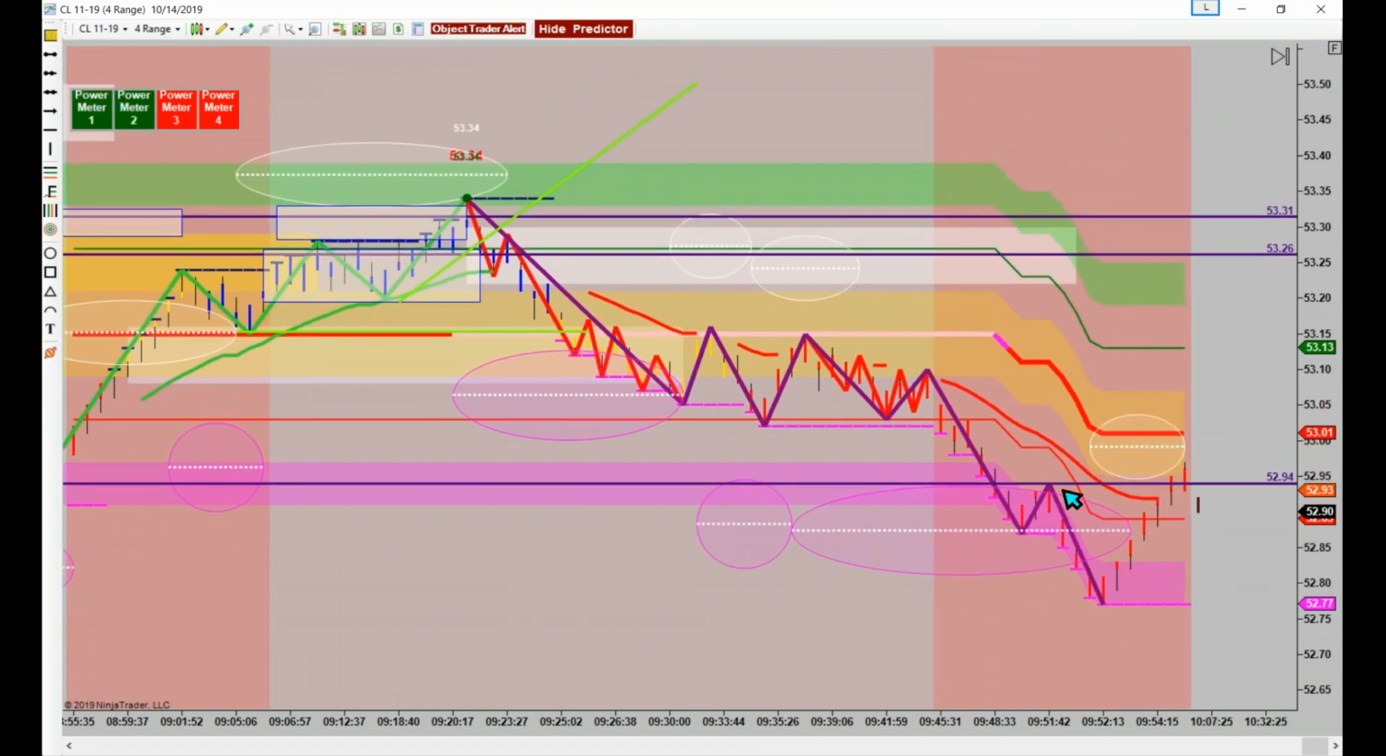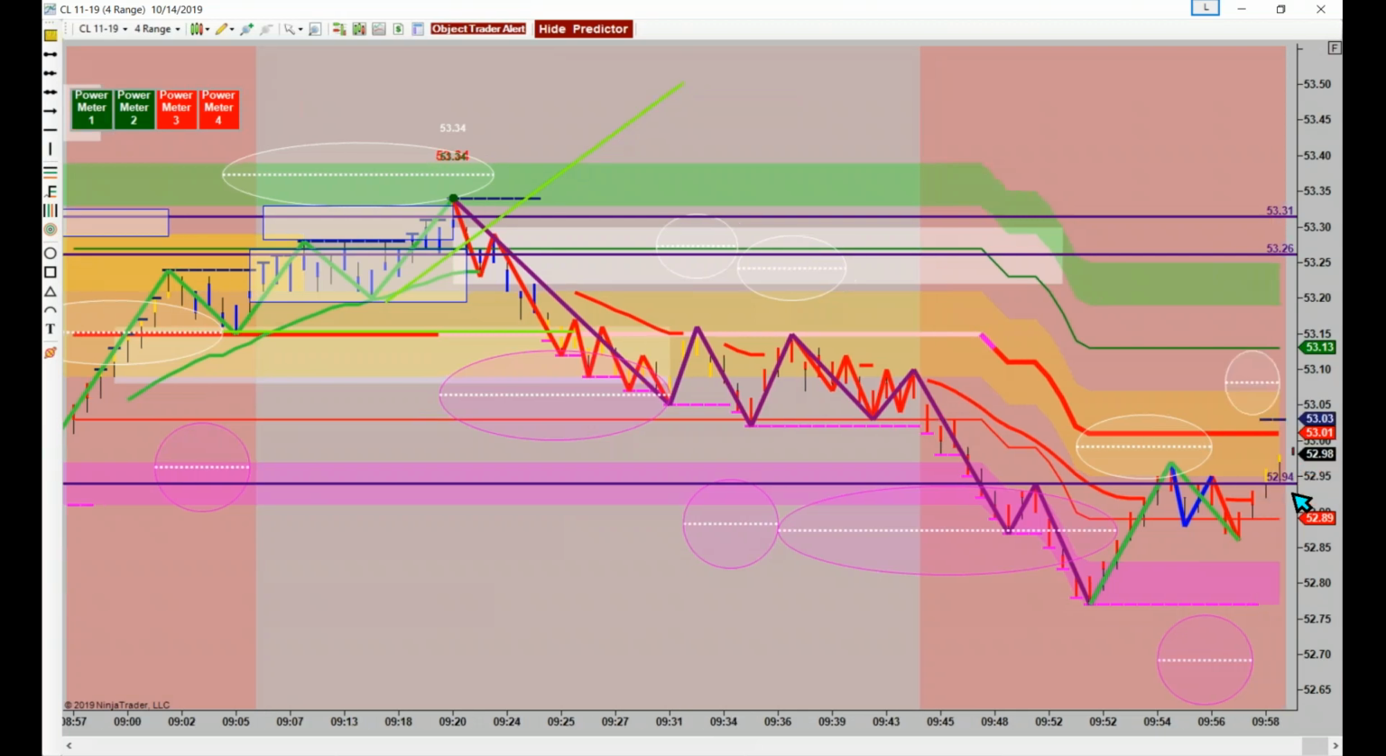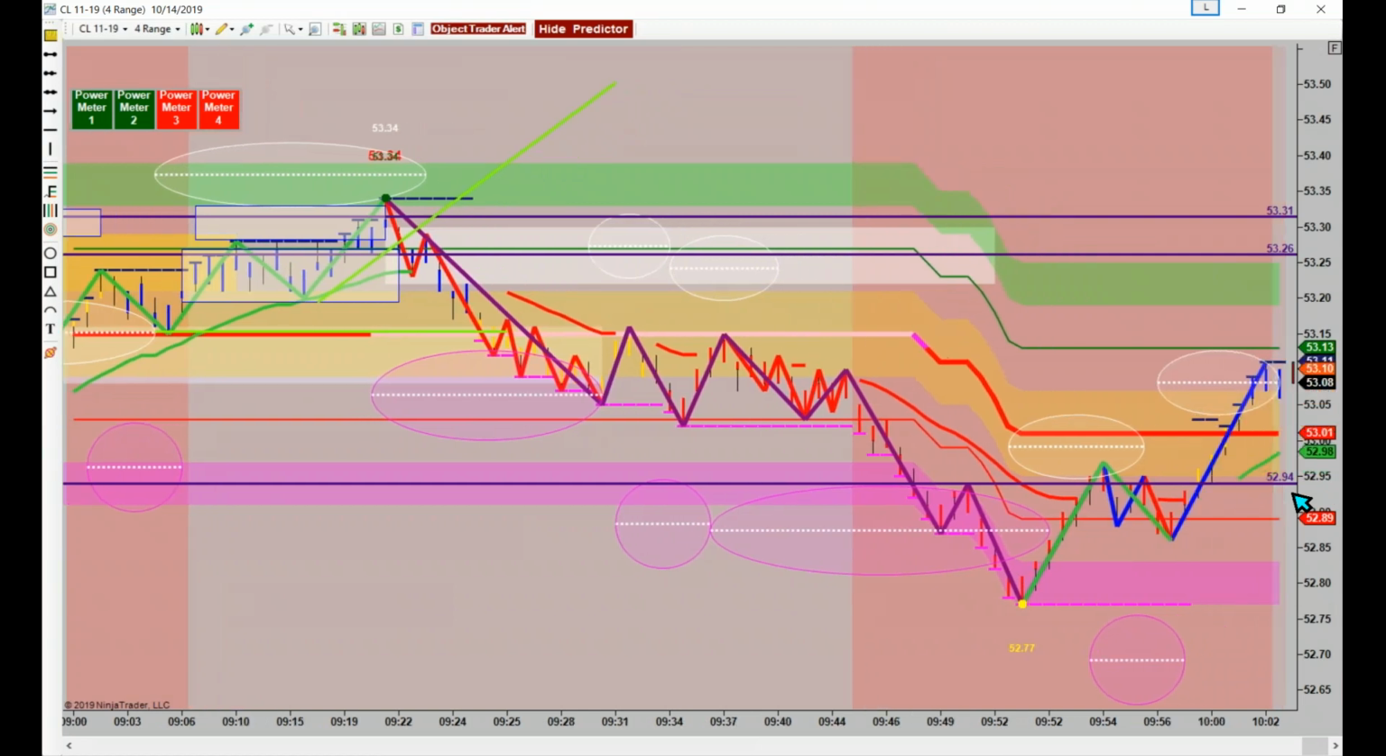Identified swing, out. Identified swing, out. Everybody see that? Now, I don't care if it continues to go down because it took out an identified swing. So I'm happy with that trade to get out of it. Okay?